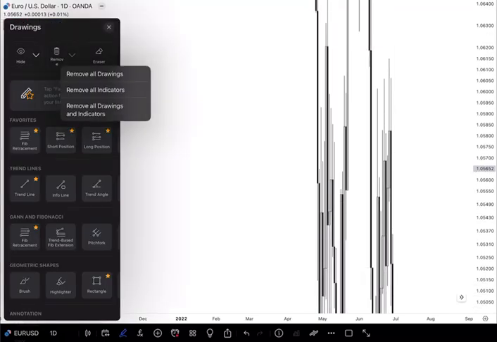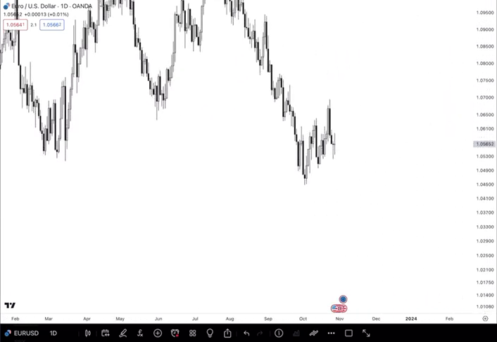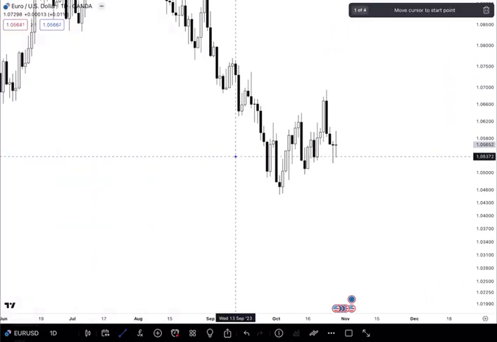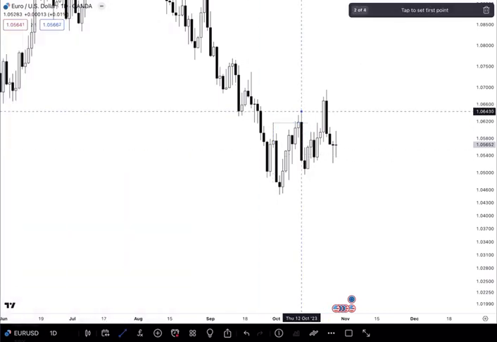All right, folks. So now we discuss the 4 hour to 5 minute alignment. It's going to be a 4 hour bias with a 5 minute market profile.